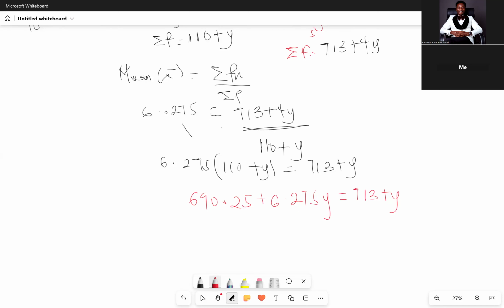Yeah, so of course you have 690.225, right? Minus... no, I don't like this. Let's maintain the y. So you have 6.275y minus y, and 713 minus 690.25. Rahel, are you sure you understand?